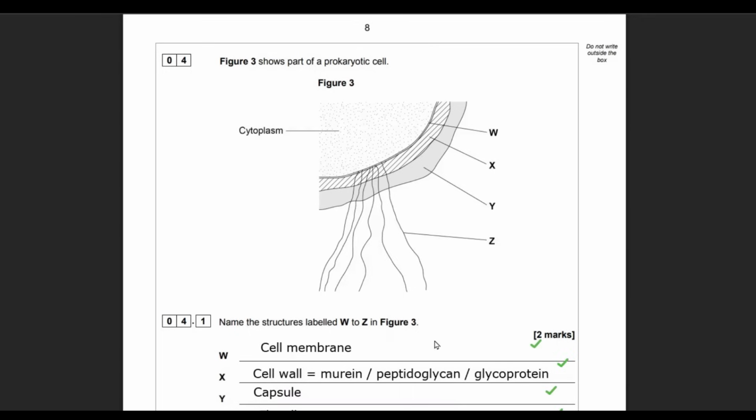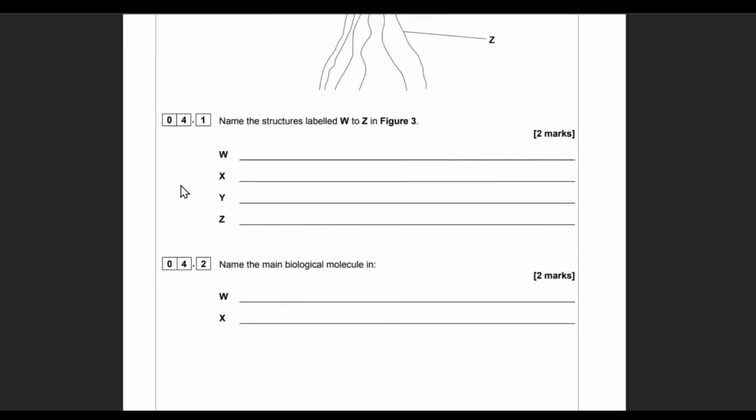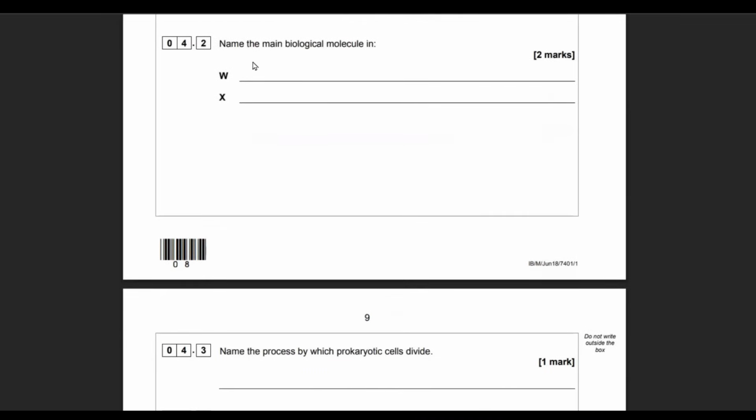How did you do? It's only worth 2 marks. I know I put 4 ticks, but there we go. Let's move on. Right, let's look at 4.2. Pause the video. Name the main biological molecule in W and X.